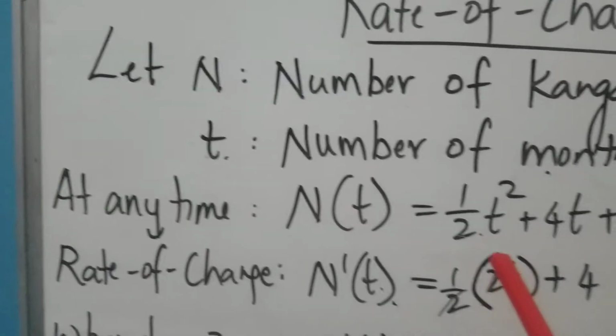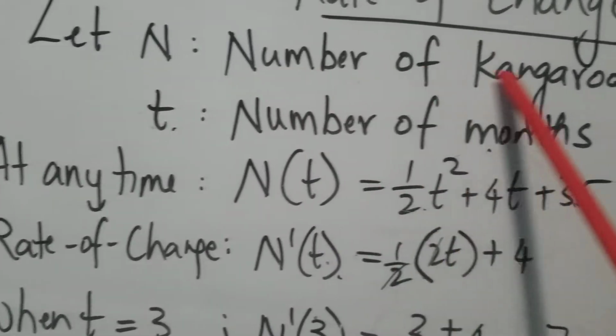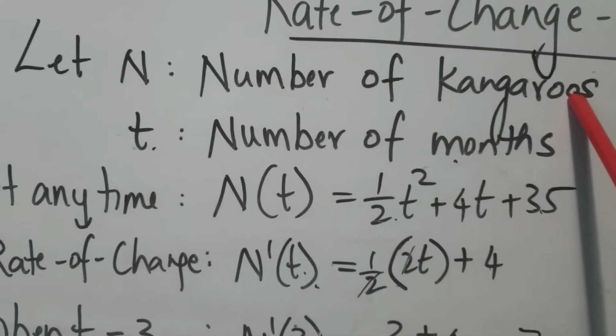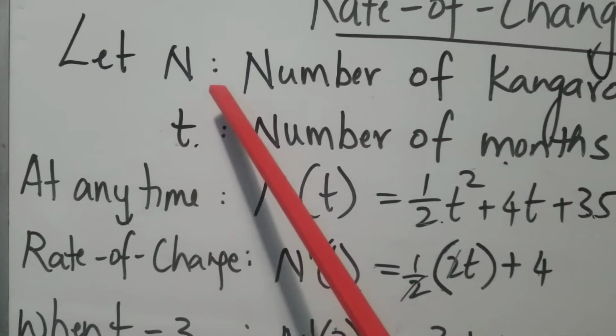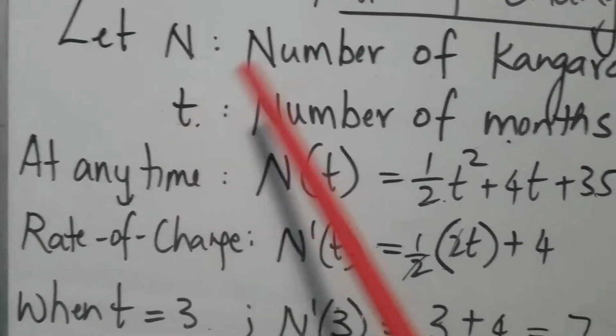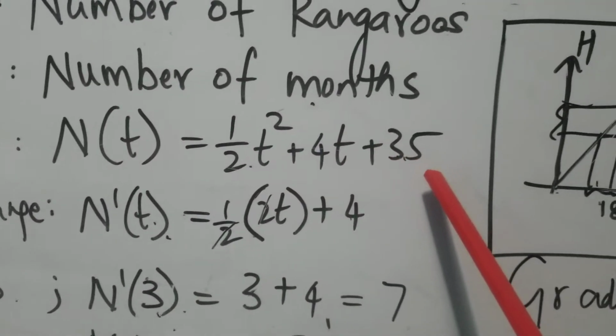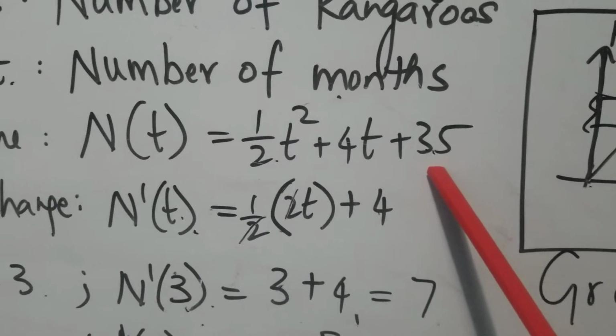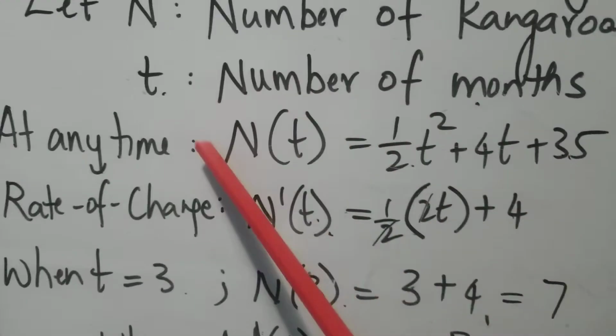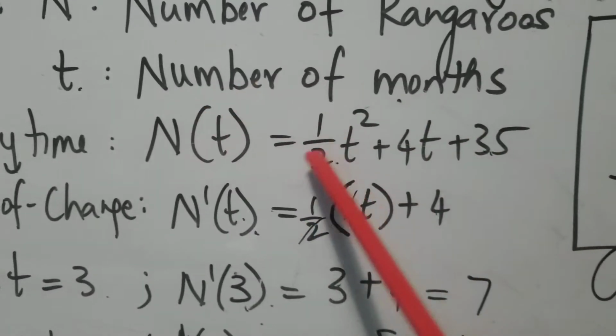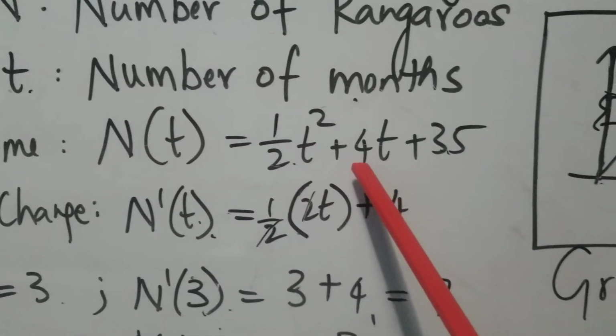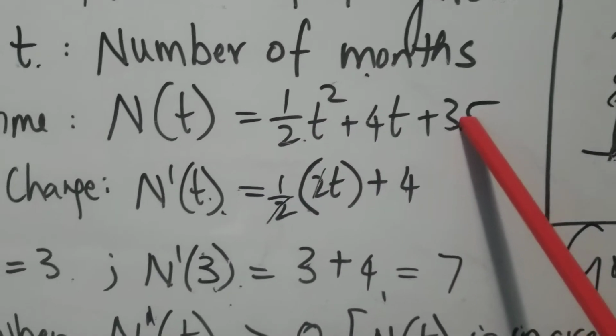So for today's example, we're going to consider the number of kangaroos counted in a certain area every month. So N is the number of kangaroos and T is the number of months at which we count the number of kangaroos in the area. That function is represented by the equation N of t is half t squared plus 2t plus 35.